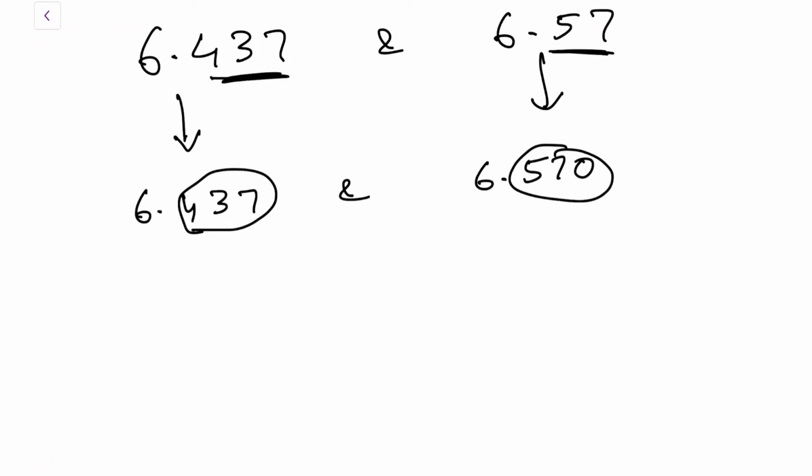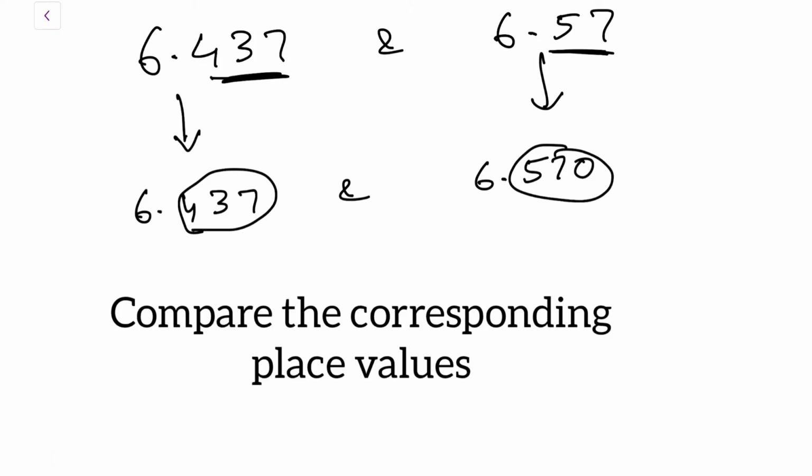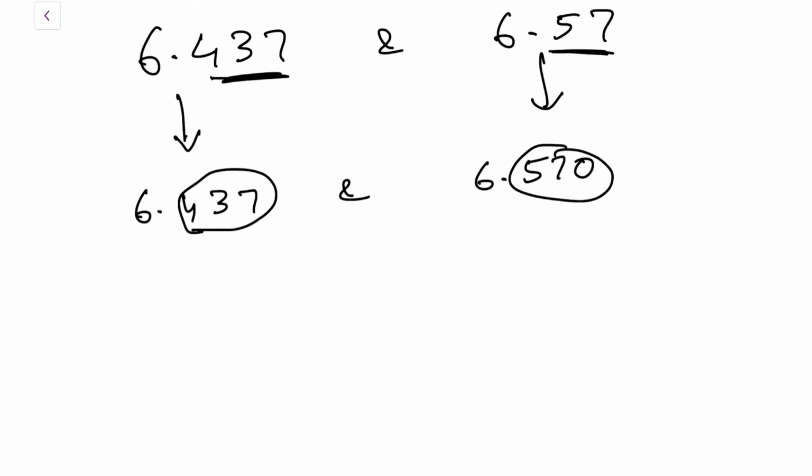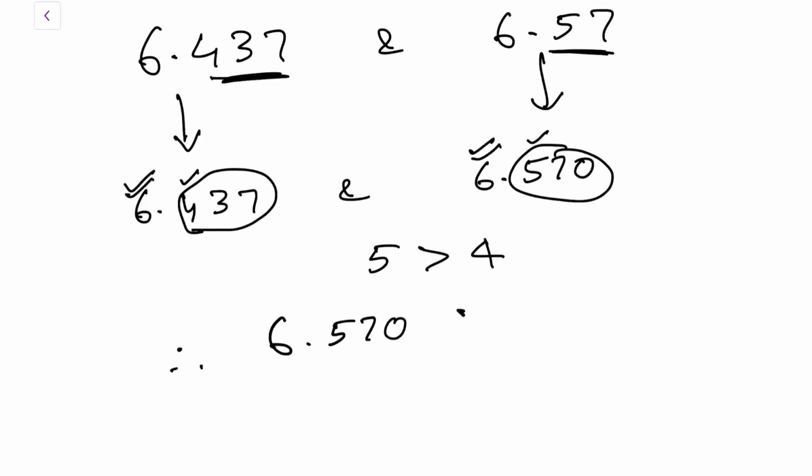Now all you have to do is compare the digits corresponding to the place value. As you can see, starting from the whole number part, 6 is the same. Next is the tenths place. You have 4 and 5. As you can see, 5 is greater than 4. Therefore, 6.570 is greater than 6.437.